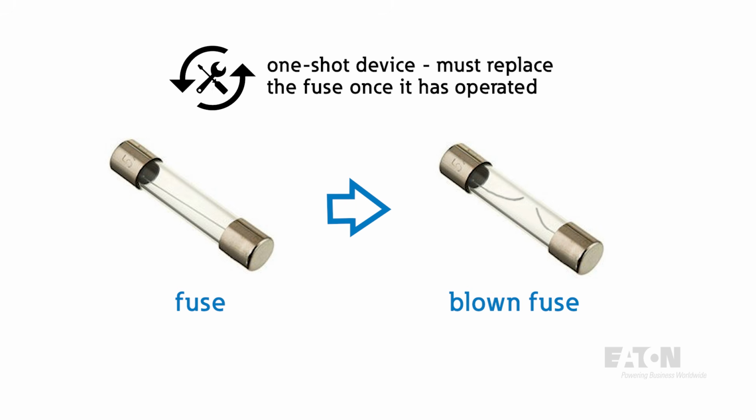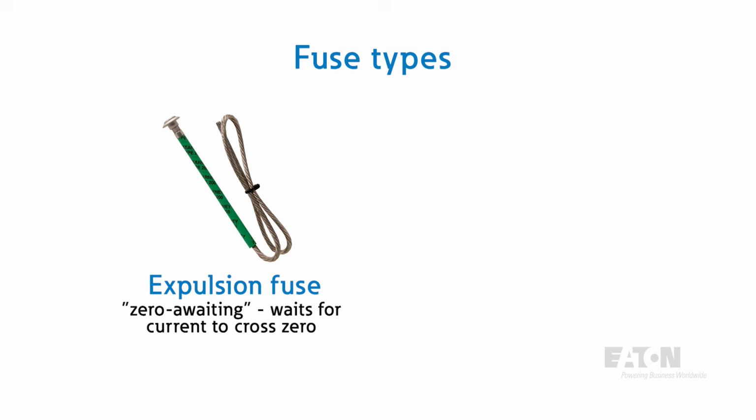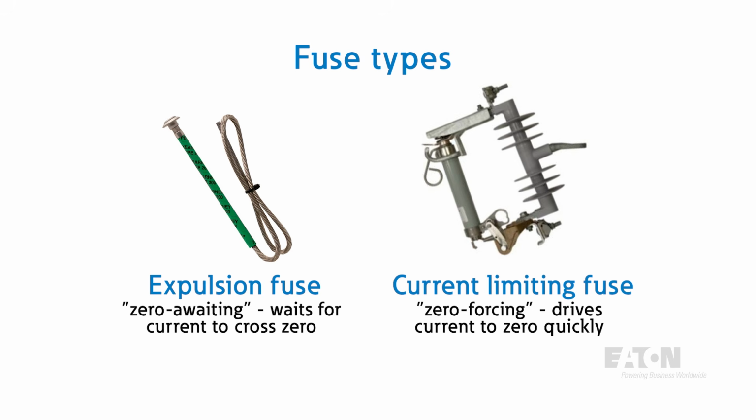Once they operate, they need to be replaced. They come in two main types: expulsion fuses, zero-awaiting devices that wait for the current to naturally cross zero before extinguishing the arc. They are simple and cost-effective. Current-limiting fuses, zero-forcing devices that act fast, driving the current to zero within a fraction of a cycle.